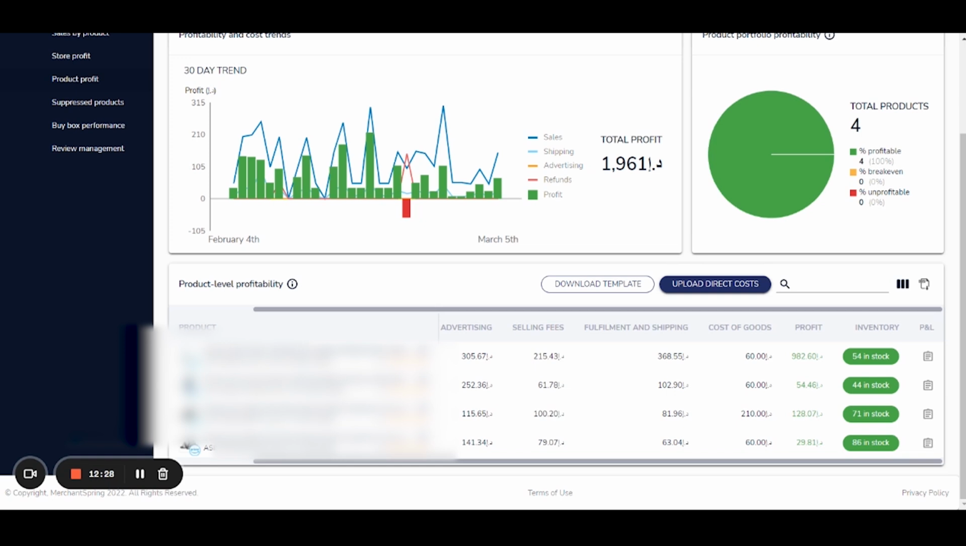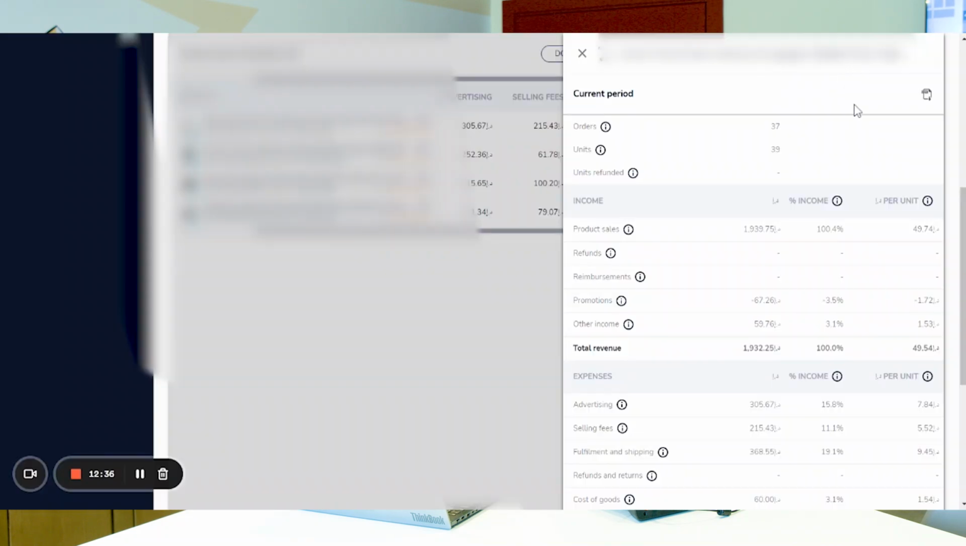And this is where you can click the P&L sheet, profit and loss sheet. In the profit and loss sheet, you'll be able to see how many orders and how many units. This is more in-depth information into that particular product over the past 30 days. If you wanted it over 1 day, then you would just change the date, as simple as that. What is the income? It's 1,939.75, which we already saw.